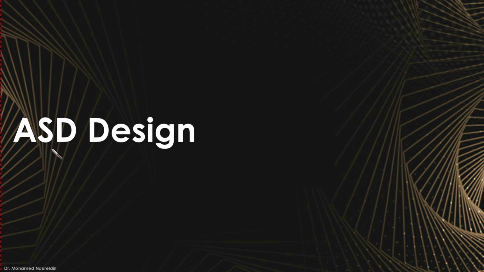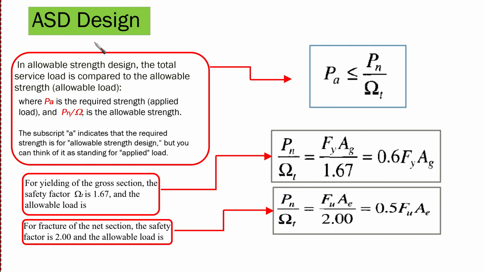Now for ASD design, it is as common as we have explained before. We are going to have P A. The subscript A indicates that the required strength is for allowable strength design, but you can think of it as standing for applied load. So you can think about it like this: A for applied load, or allowable strength design. It's the allowable load.